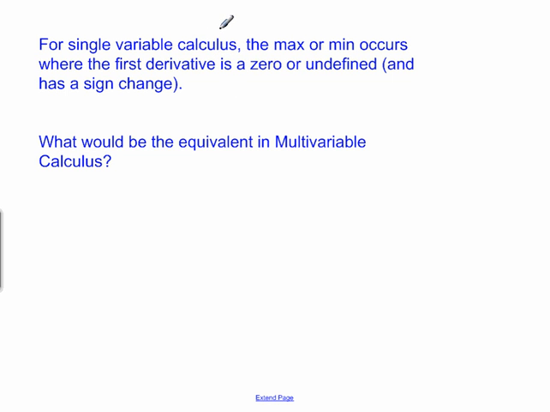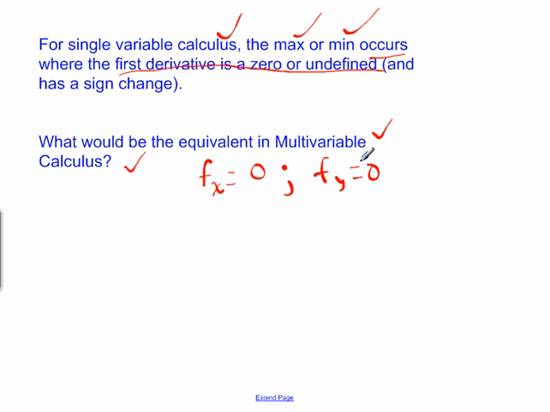So for single variable calculus, the max or min occurs where the first derivative is 0 or undefined. What's going to be the equivalent in multivariable calculus? Well, what do we think? Possibly when the first derivative with respect to x equals 0 and when the first derivative with respect to y equals 0. Let's think about what that means.